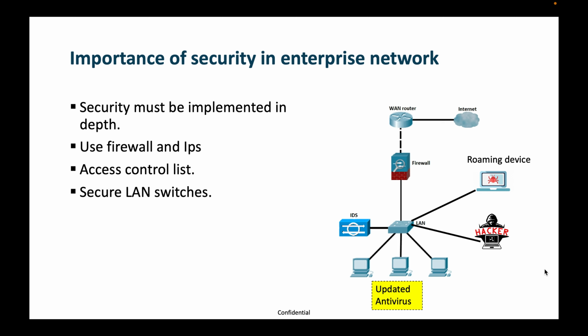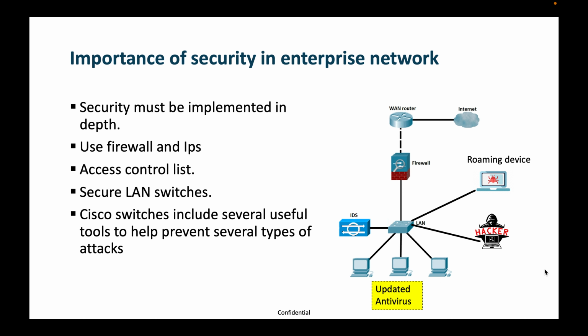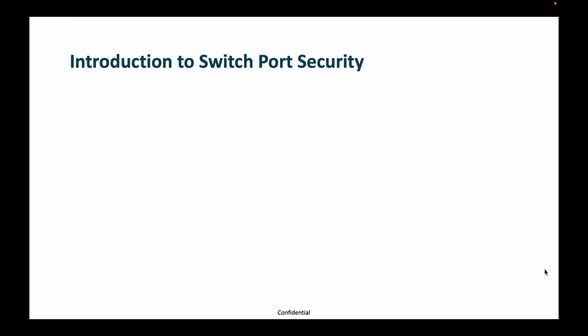to the LAN network. So, Cisco switches include several useful tools to help prevent several types of attacks. One of the tools is port security, and another one is DHCP snooping and ARP inspection. We will discuss port security in this session, and we'll discuss DHCP snooping and ARP inspection in another session. So let's go ahead and discuss switch port security.